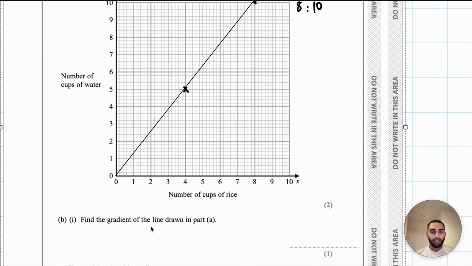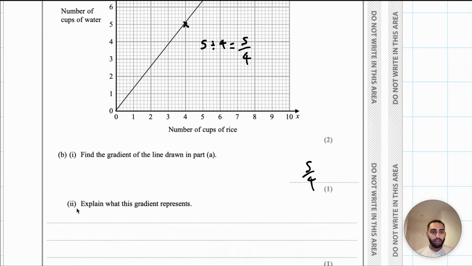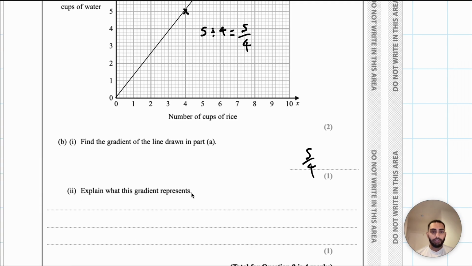Part B, find the gradient of the line drawn in part A. So you could look at the rise divided by the run. Here, the rise is 5 divided by the run, which is 4. So 5 divided by 4, you could just write it as 5 quarters. Part 2, explain what this gradient represents.